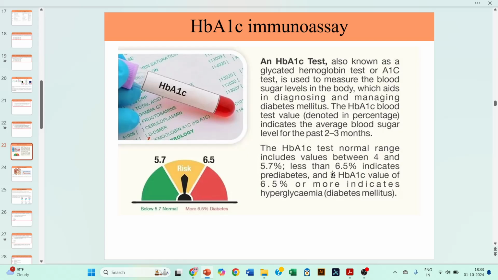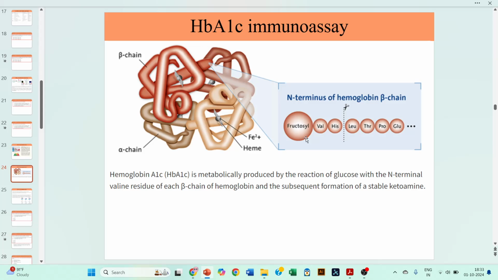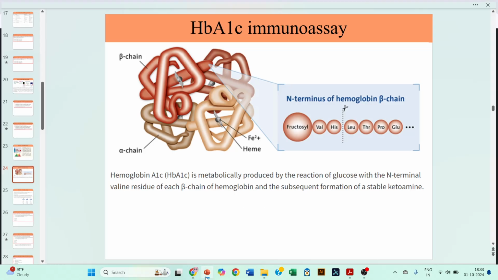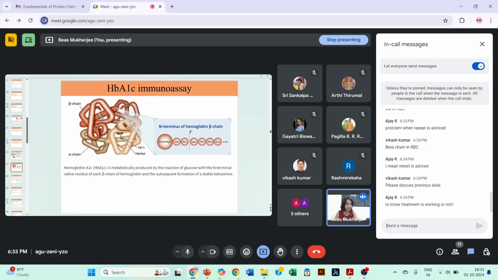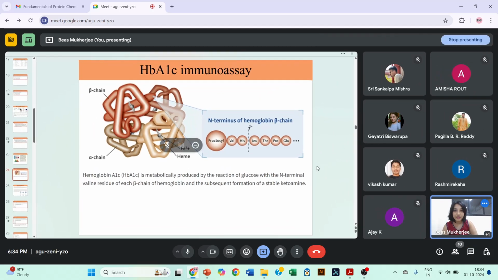So see, what happens here is that we will talk about the principle soon. Here, this is just telling you that there is a glycation event happening. Yes, to know whether the treatment is working. Okay, so you're saying that it is repeated to know whether it is working or not. That is why, for safety, it is said to be 2 to 3 months instead of 4 months, which is the actual lifetime of RBC, right? Okay. Got it.